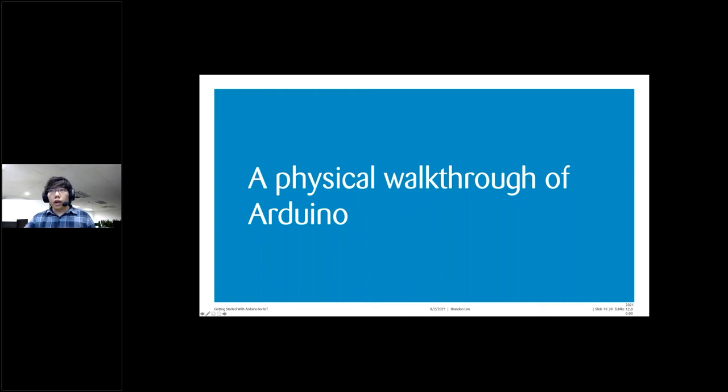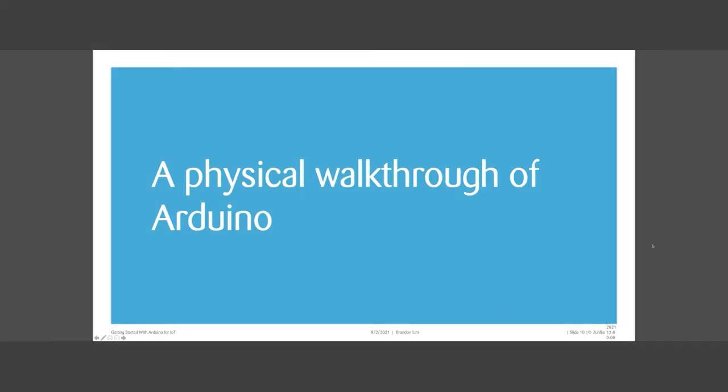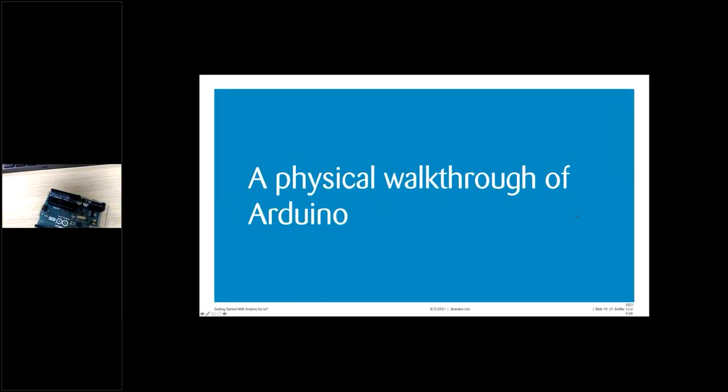Next, let's do a physical walkthrough of the hardware so you know what is on it. Give me a moment while I switch the screen. Okay, I believe now you should be able to see the Arduino lying on the desk over here, right? This is an Arduino Uno R3, which is one of the Arduinos that you saw in the gallery earlier. For the sake of time, I won't be covering the whole hardware here. I'll just cover three main things.